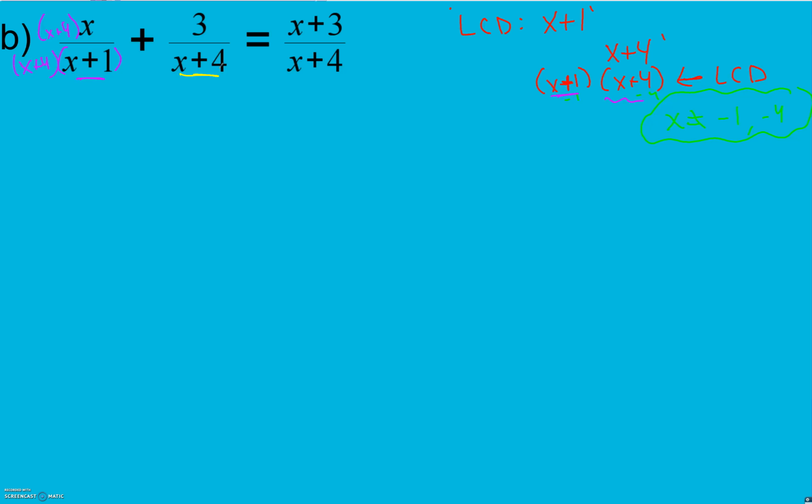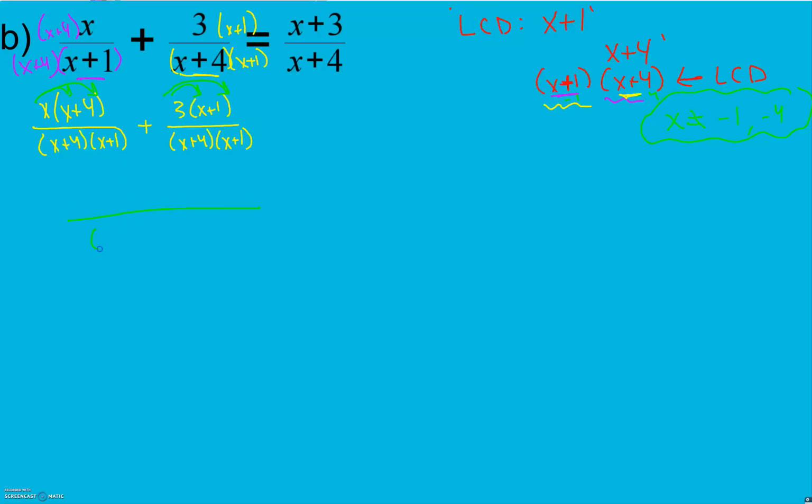Second one here, I have the x plus 4. I'm missing the x plus 1. So I'm going to go ahead and multiply by x plus 1. My equivalent fractions are going to be x times x plus 4 over x plus 4, x plus 1, plus 3 times x plus 1 over x plus 4, x plus 1. Now, distribute. And combine as one fraction.